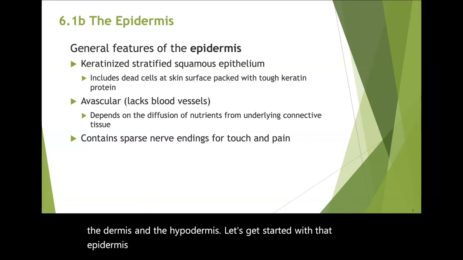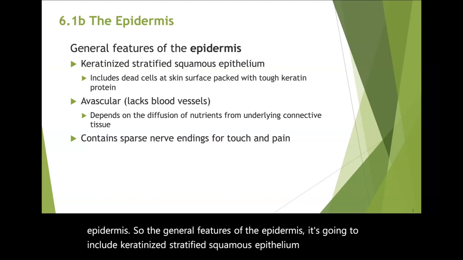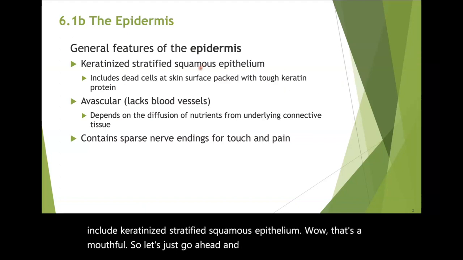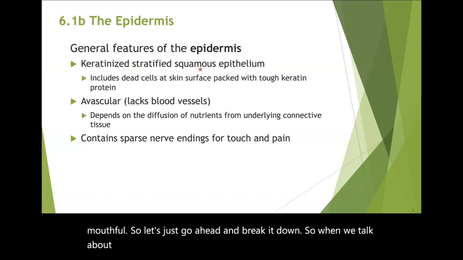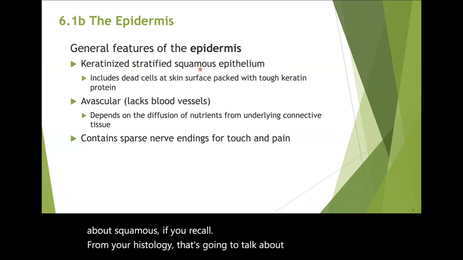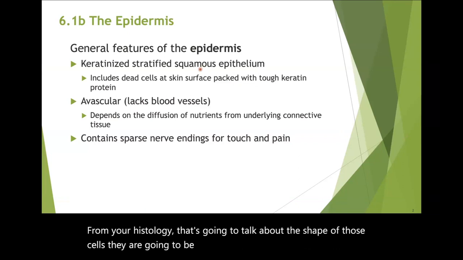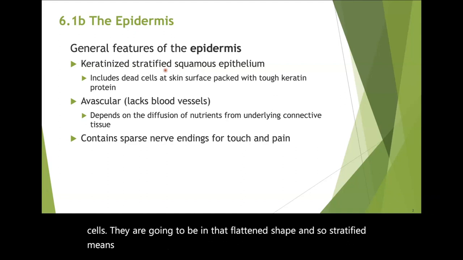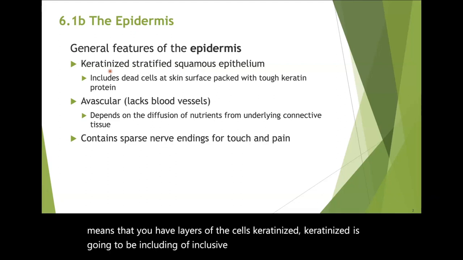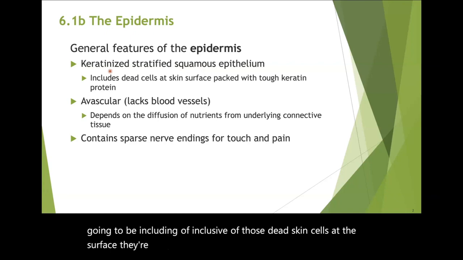The general features of the epidermis include keratinized stratified squamous epithelium. Wow, that's a mouthful, so let's break it down. When we talk about squamous, if you recall from your histology, that talks about the shape of those cells. They are going to be in that flattened shape. Stratified means that you have layers of the cells. Keratinized is going to be inclusive of those dead skin cells at the surface. They're packed with tough keratin proteins, and they're going to slough off.